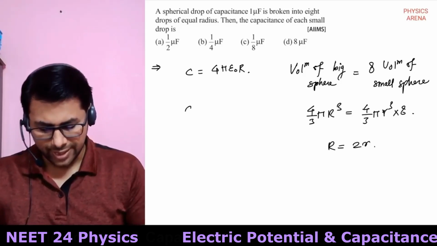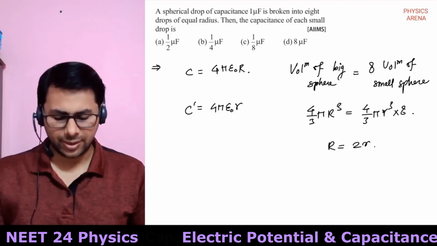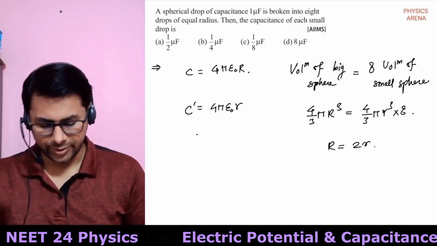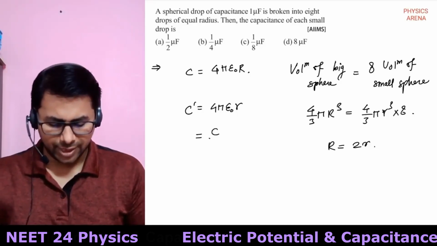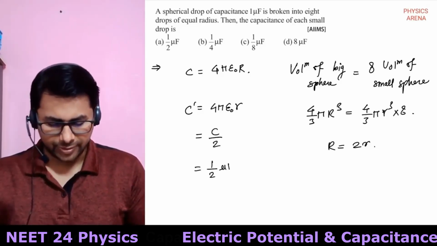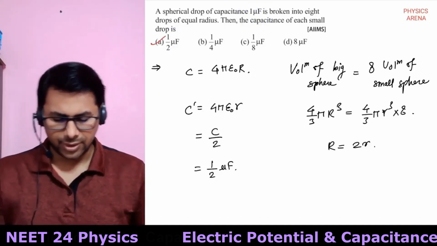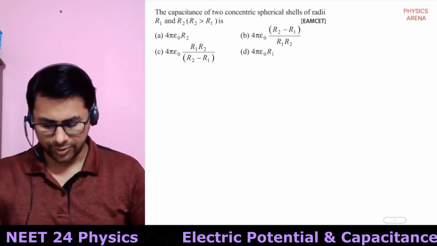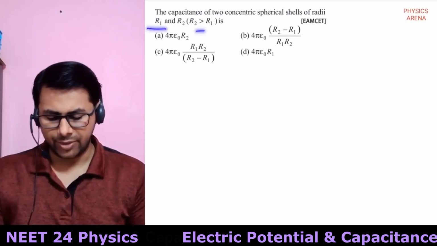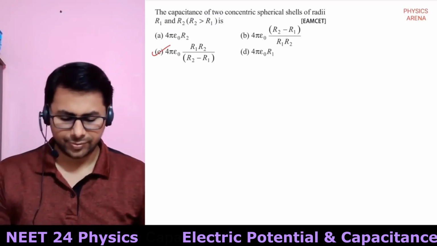Good. So now C dash will be equal to 4 pi epsilon naught multiplied by small r, which is capital R divided by 2. So C dash is therefore C by 2. What is the answer? Half microfarad. The first one was 1, so now it becomes half. This is also a simple question. Let's see the next one. The capacitance of two concentric spherical shells of radii R1 and R2 is? Okay, good. Option C.